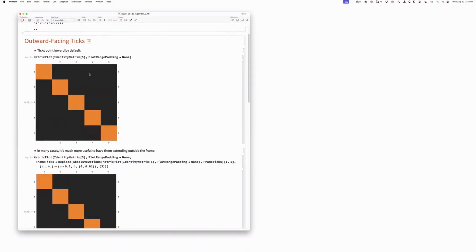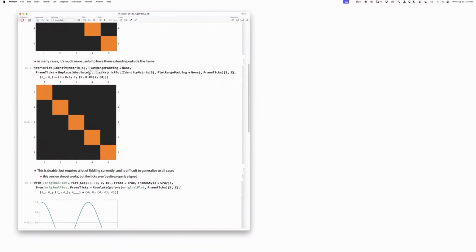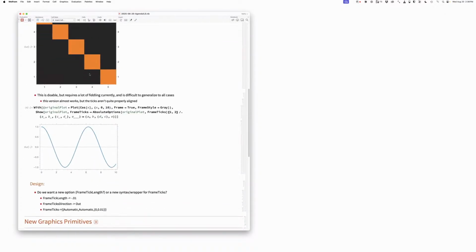Okay, outward facing ticks. So this is a suggestion I think that's come up a couple of times. By default, ticks face inward. There are ways to get the ticks to face outward, but they're generally grotesque, inelegant. So yeah, I think there's a general consensus this would be nice, but the question is, how do we want to specify that? Is it part of the frame tick specification? Is it a new option?